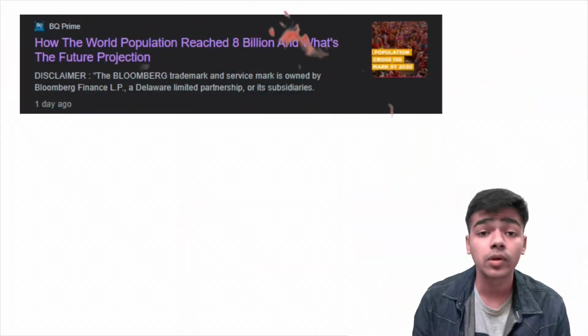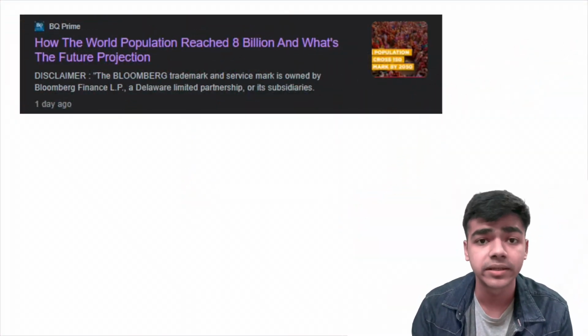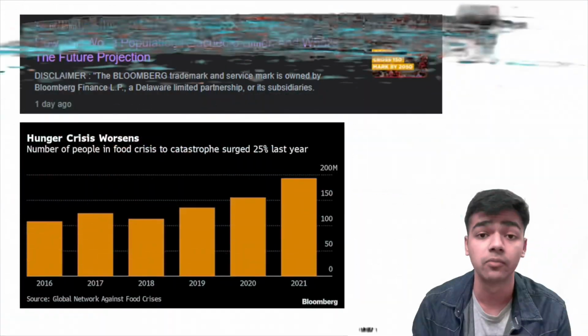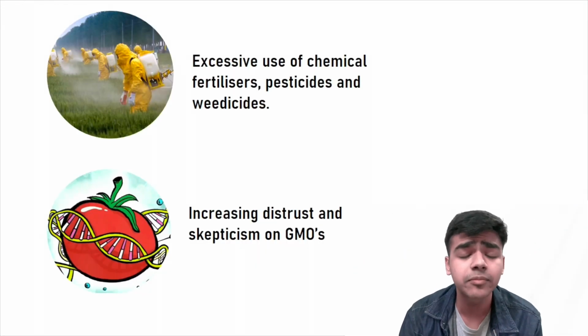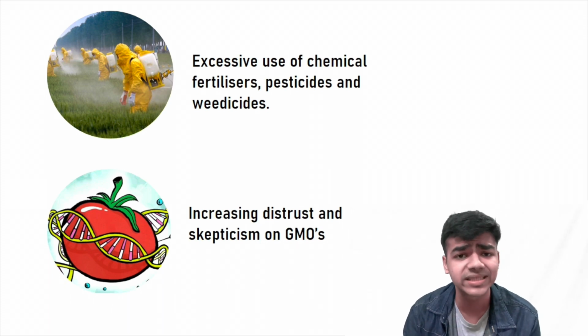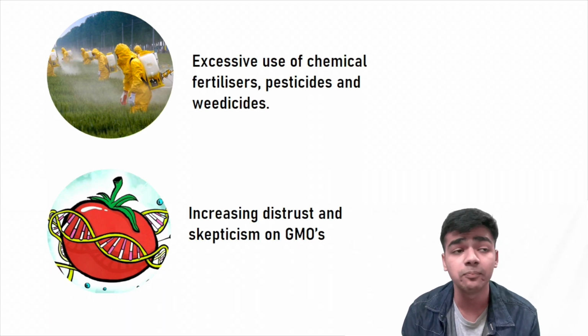As many of you know, the world population has reached 8 billion. This means that the food crisis has become worse. The issue with our current method of increasing our agricultural output involves the use of excessive chemical fertilizers, weedicides and pesticides, which are not feasible in the long run.